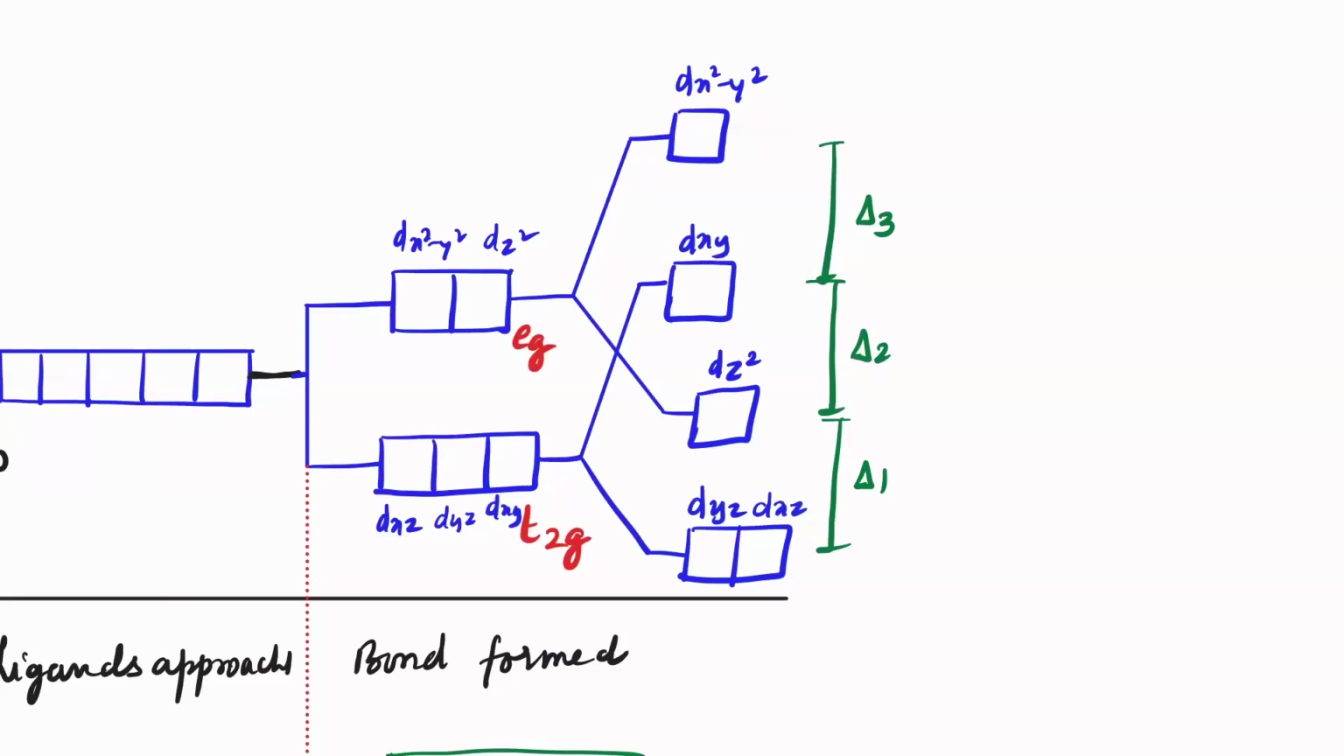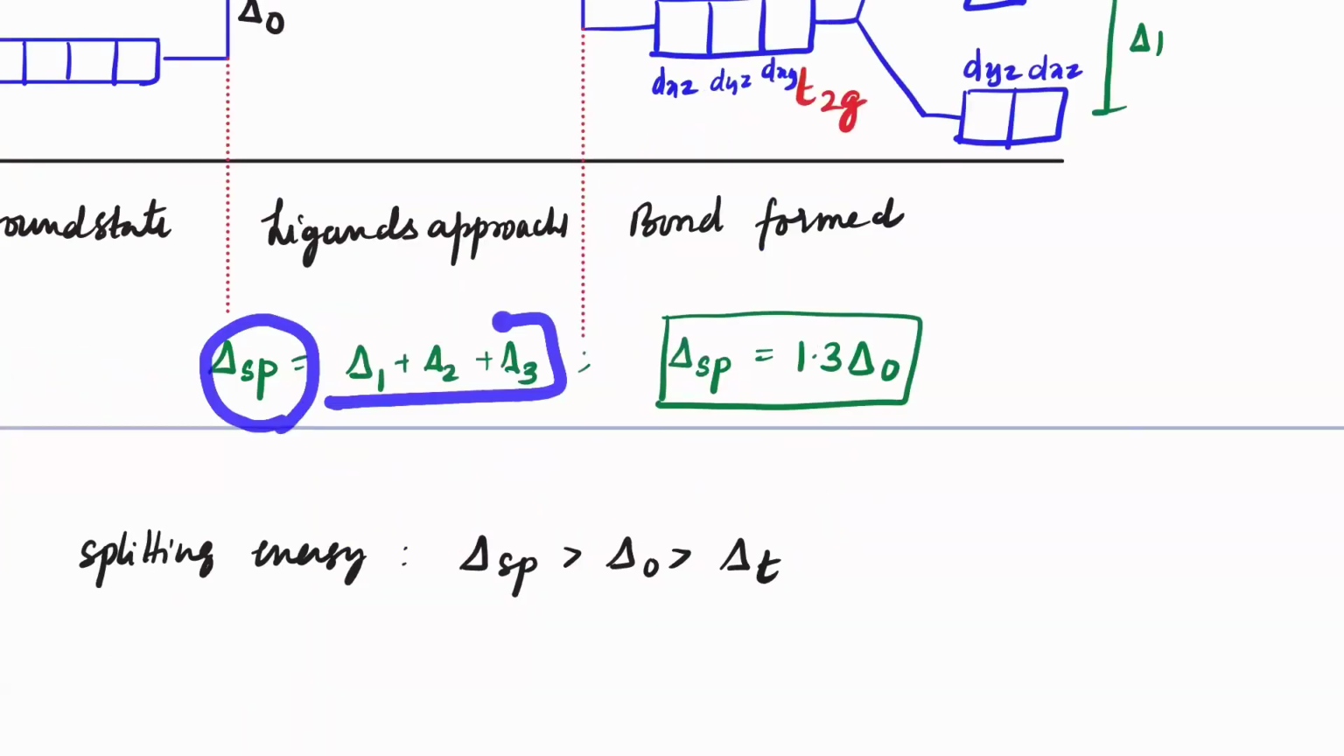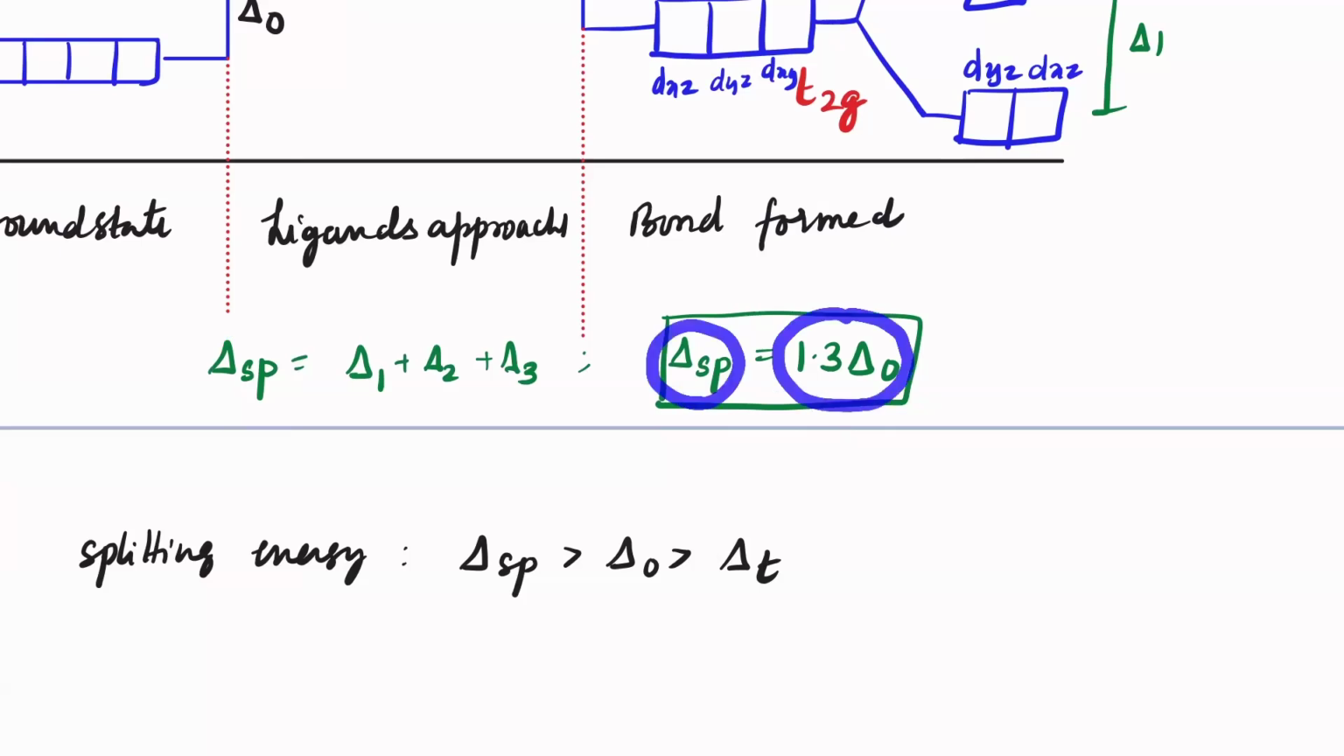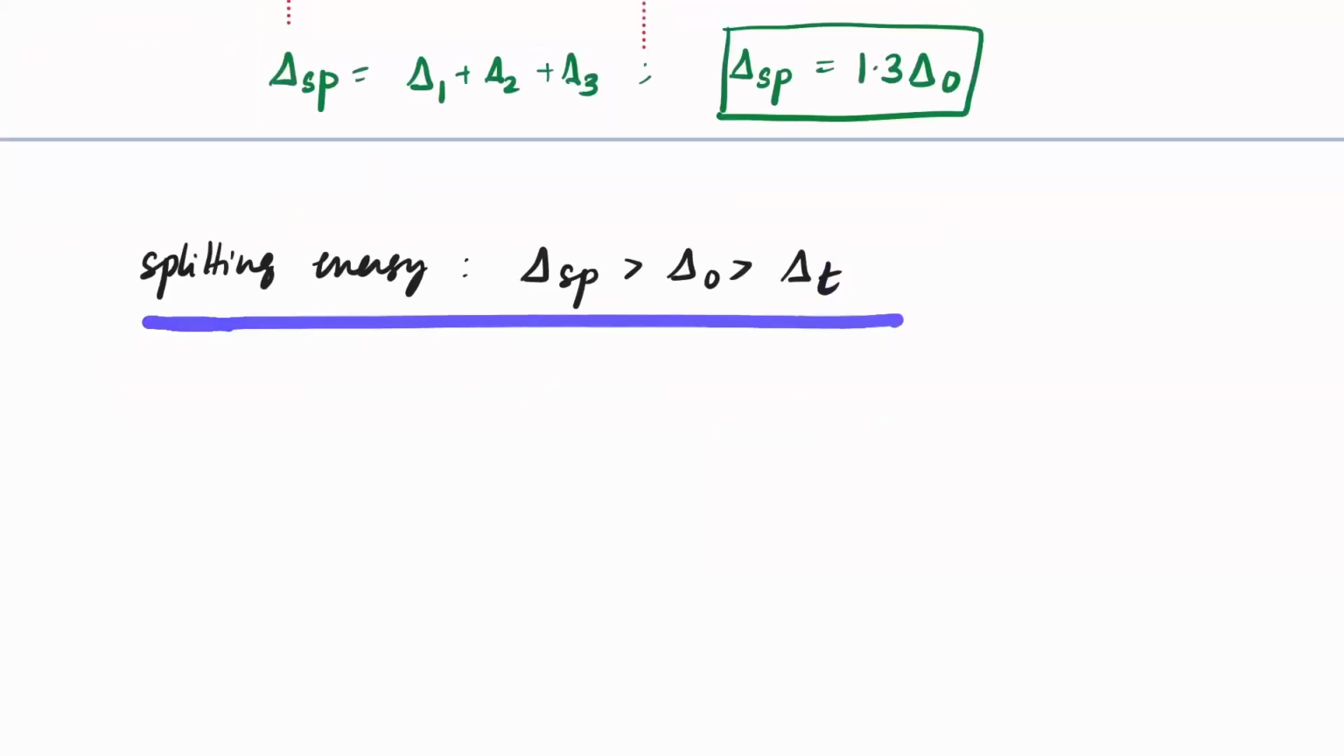So the sum of these energy differences together is what we call the square planar splitting energy. So the square planar splitting energy will be equal to 1.3 times delta naught. All good, everybody? This is a value you can just mug up. You can see there is a much higher amount of splitting compared to that of an octahedral complex. So overall, if you compare splitting energies, definitely delta Sp is more than delta naught, which is more than delta T.